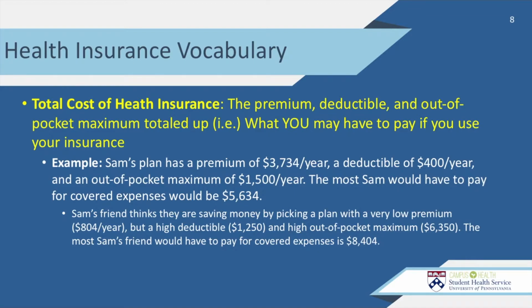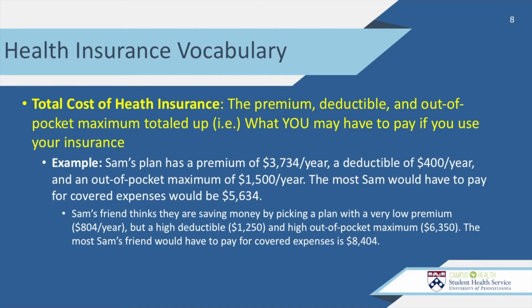There are two examples. First, Sam's plan has a premium of $3,734 per year, a deductible of $300 per year, and an out-of-pocket max of $1,200 per year. Sam's total cost of health insurance is $5,234.